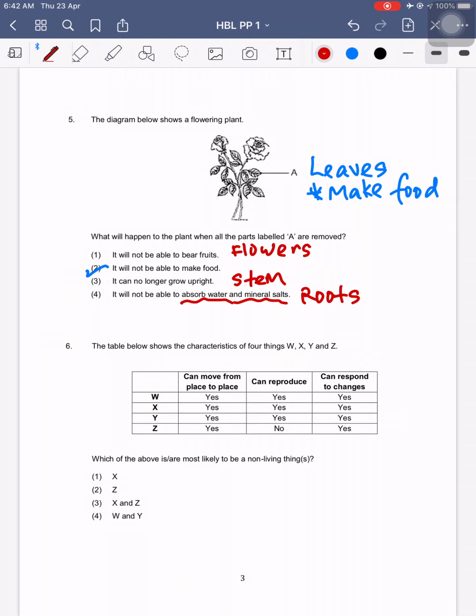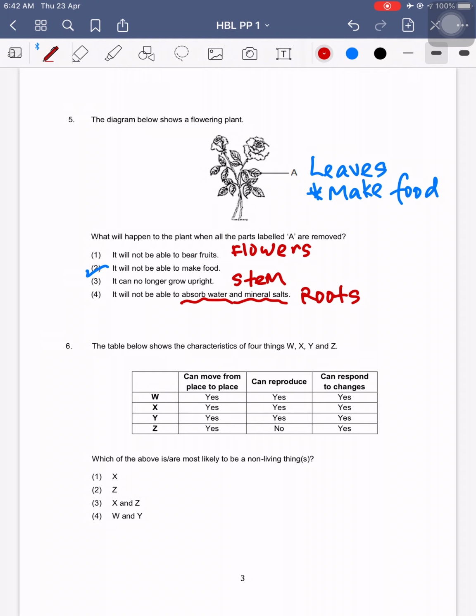The correct answer will be number 2. Okay, now question number 6. Now below shows the characteristics of 4 things: W, X, Y, and Z. So for W, it can move from place to place, it can reproduce, it can respond to changes. All right, X, Y, and Z, their characteristics are as shown below.